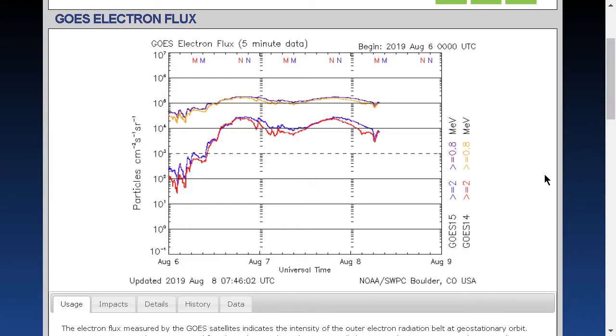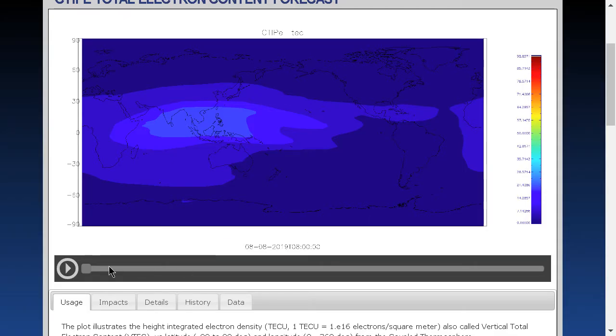Electron Flux at pretty high levels here. And some of these are solar-generated electrons, apparently. We're going to skip the total electron content forecast, as it's not that exciting.